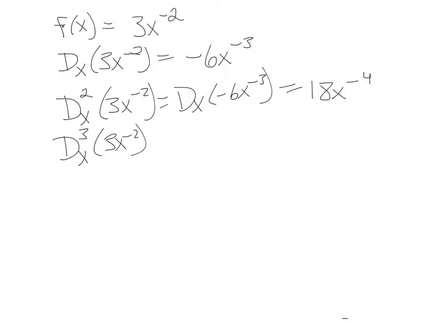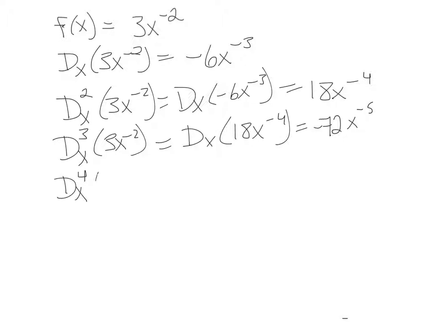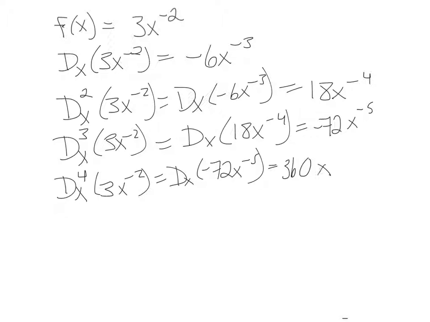To get the third derivative, I put a superscript of 3 on my notation. The third derivative of 3x to the negative 2 is the derivative of 18x to the negative 4. So now I'm going to multiply the negative 4 and the 18 together and get negative 72x to the negative fifth. If I want the fourth derivative, my superscript becomes a 4. And so now I'm going to take the derivative of negative 72x to the negative fifth power. So I take negative 5 and negative 72 and multiply them together and end up with 360x to the negative sixth power. So notice the pattern here.